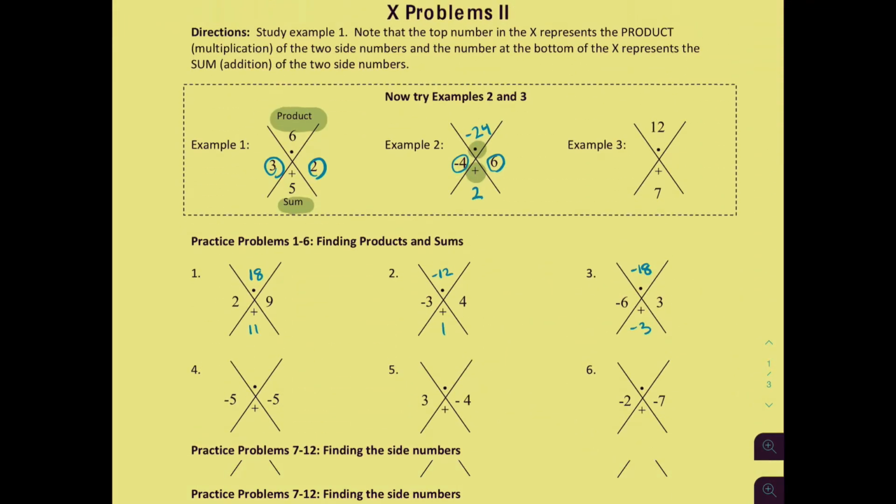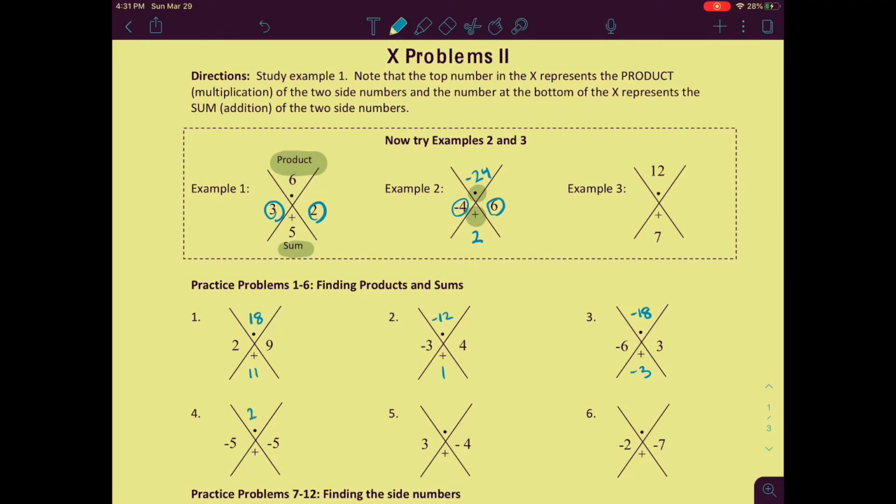All right, let's see how you did. For number 4, I'm going to take -5 and -5, and when I multiply them together, I'll get +25. And when I add -5 and -5, I get -10. For number 5, I'm going to multiply 3 times -4, which gives me -12, and when I add up 3 and -4, I get -1. And for number 6, when I multiply -2 and -7, I'll get +14, and when I add up -2 and -7, I get a sum of -9.